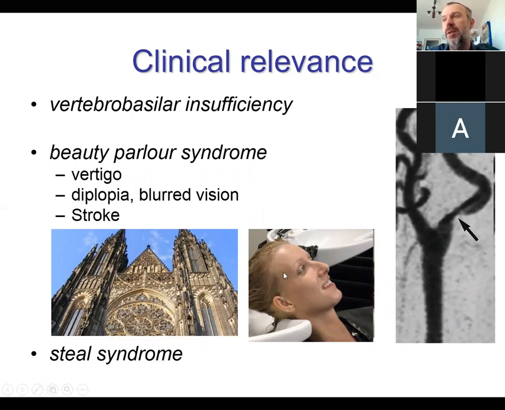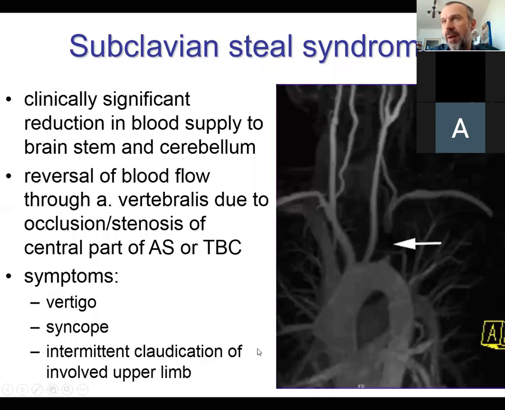Or if you are at your hairdresser and you put the head in these, so you flip it dorsally and you turn, you can block one of the arteries, and in case of stenosis, you can cause unconsciousness. Of course, it could not be only unconsciousness. It can start as a vertigo. It can start as a doubled vision or blurred vision, but it can terminate as a stroke. So this is a very important thing.